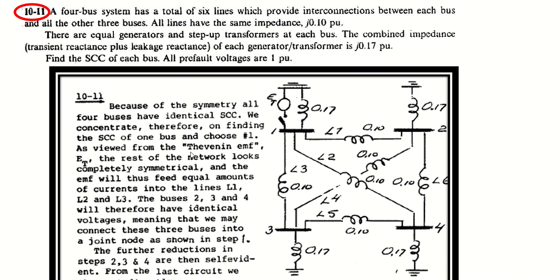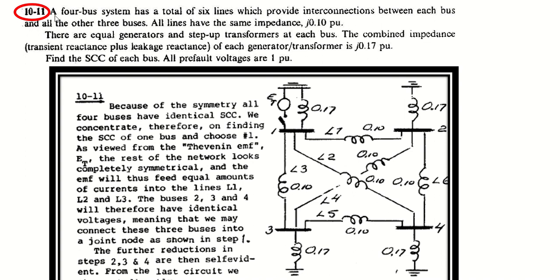So as viewed from the Thevenin EMF ET, we have our Thevenin EMF here. The rest of the network looks completely symmetrical, and the EMF will thus feed equal amounts of currents into lines L1, L2 and L3. The buses 2, 3 and 4 will therefore have identical voltages, meaning that we may connect these 3 buses into a joint node, as shown in step 1. We are going to see that shortly.